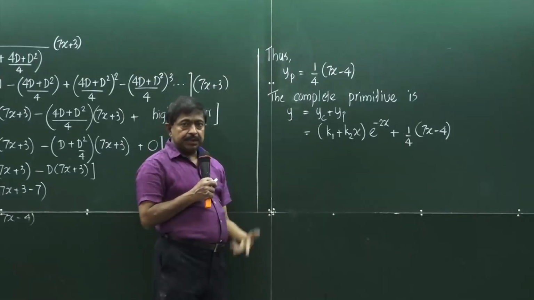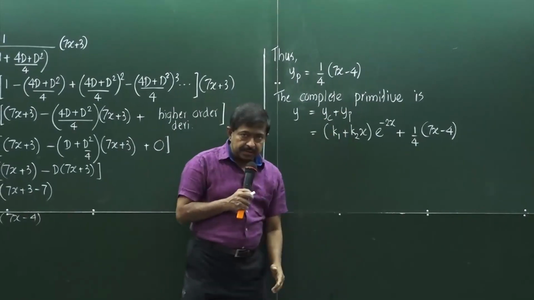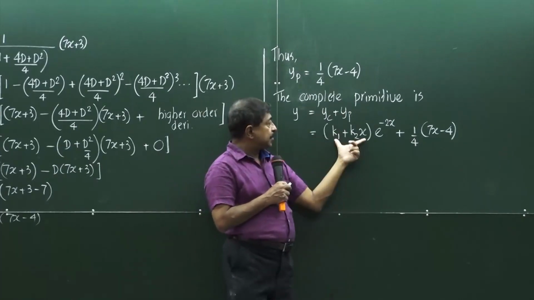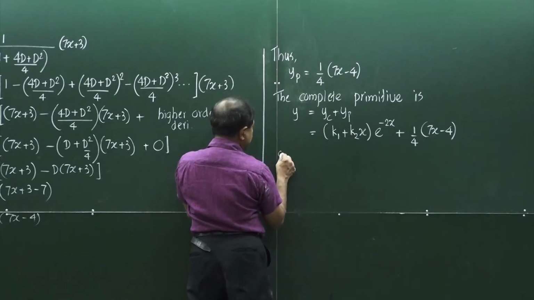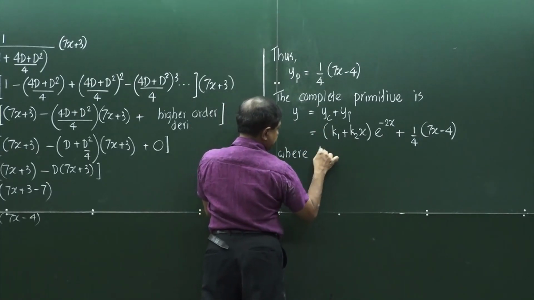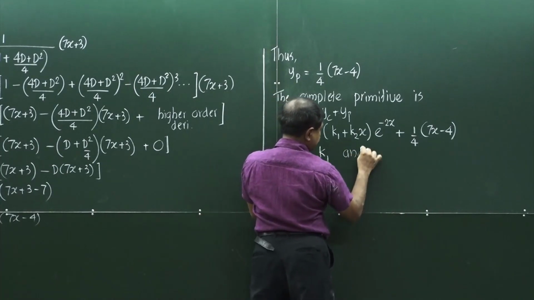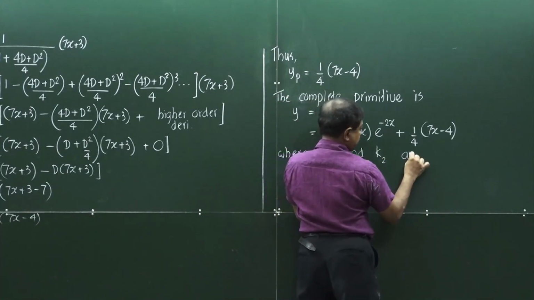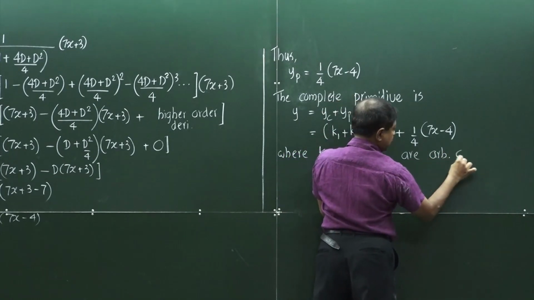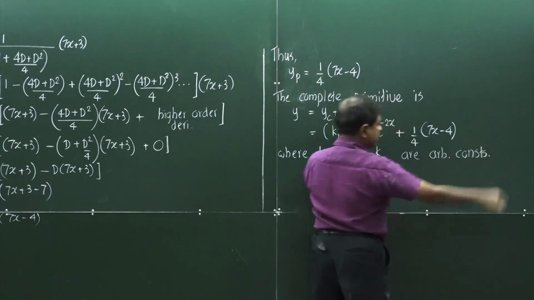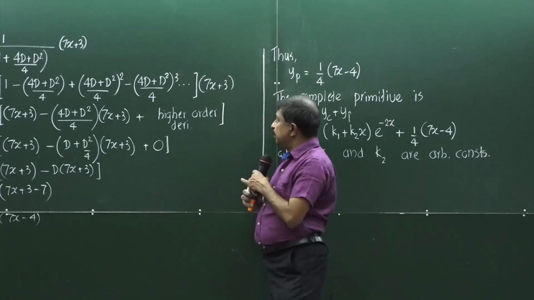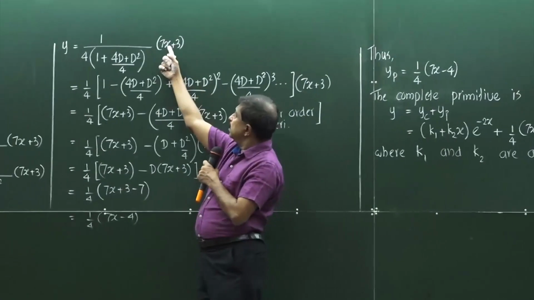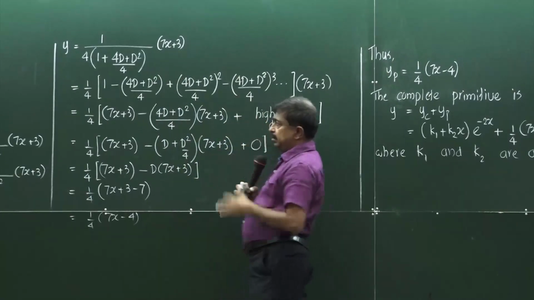So the complete primitive or the general solution is what? The sum of these two. So this complementary function, this particular integral, where k1 and k2 are arbitrary constants. Right. So that's how we deal with d operators when you have a polynomial in the right hand side. Okay. Thanks.